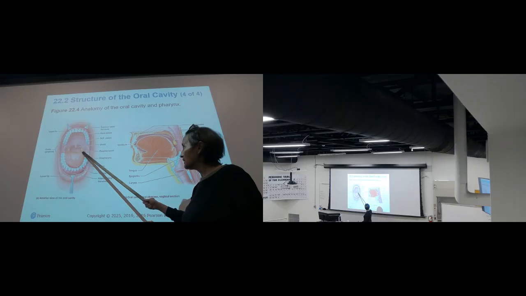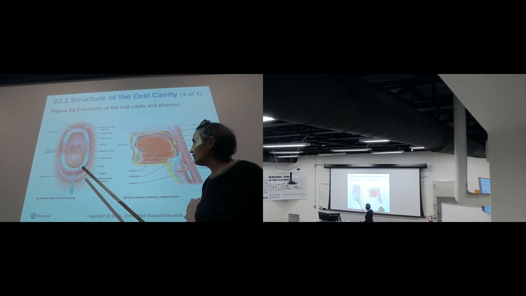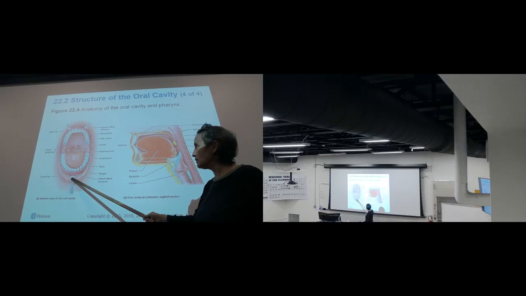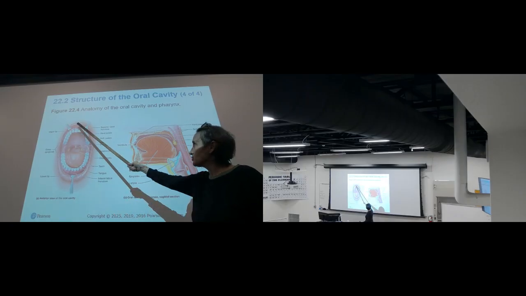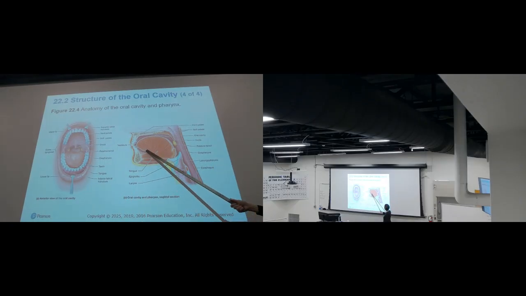Posterior to the fauces, we have the palatal tonsils. In the roof of our mouth, in the oral cavity proper, which is all this, we have the tongue, and then we have a labial frenulum in here, 2 on the sides, also another one in here, 2 on the sides. And then we have a lingual frenulum, which will be here, that holds the tongue into place.